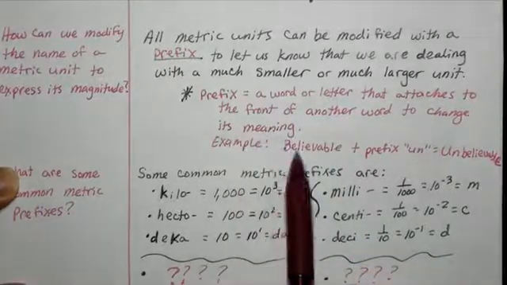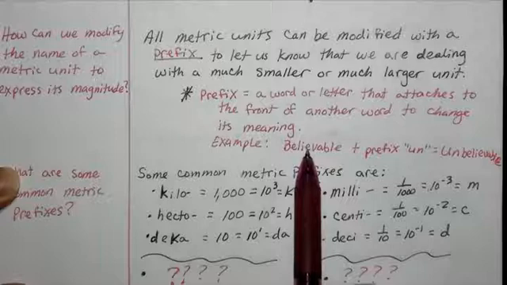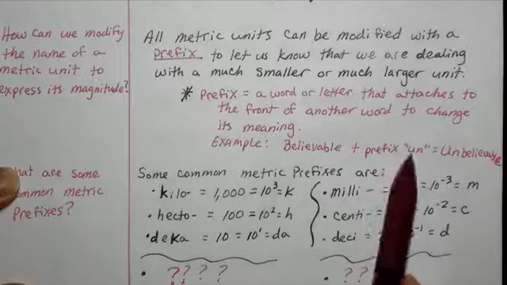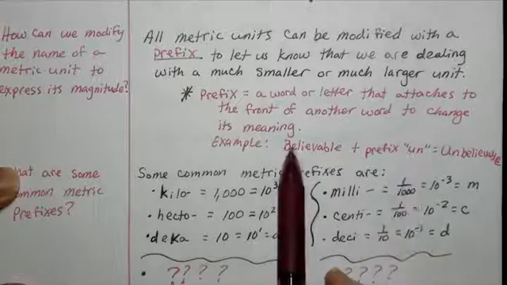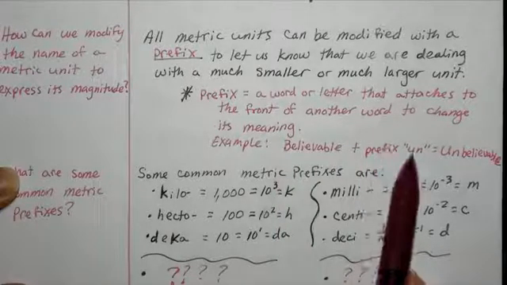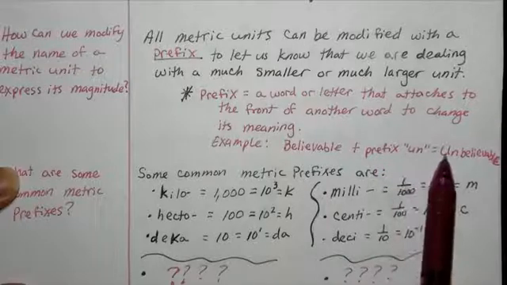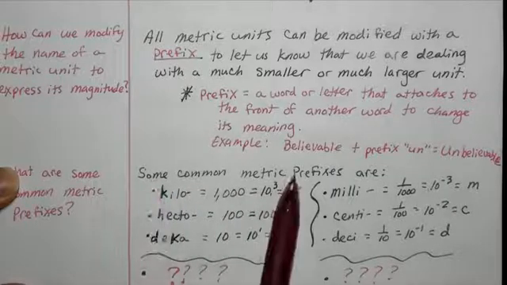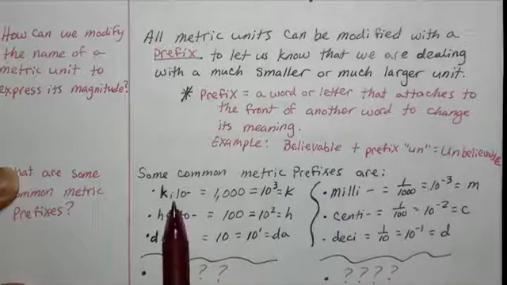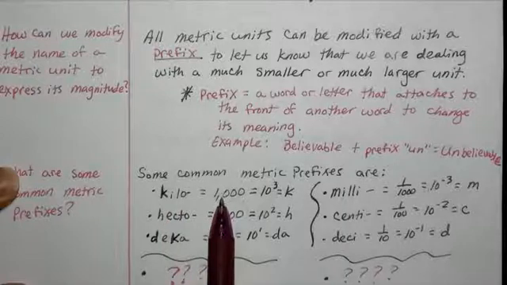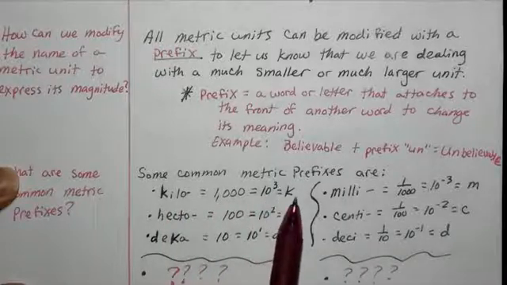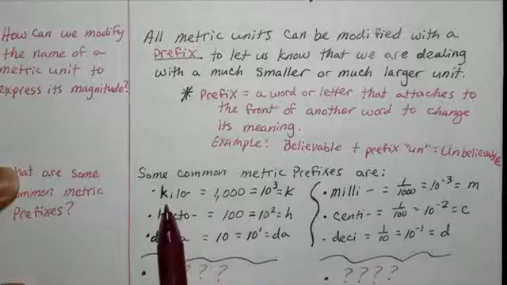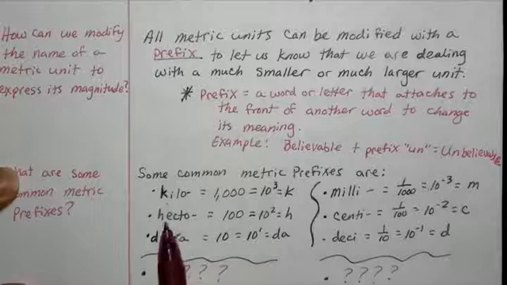So if I have a word like believable, and I want to turn it into unbelievable, I would add the prefix of un, which means not. So believable is the word, un is the prefix, and together they make unbelievable. Now in metric, we have some common metric prefixes. Kilo, 1,000 or 10 to the 3, and we write it as a K. So if you have 1,000 meters, you have 1 kilometer.